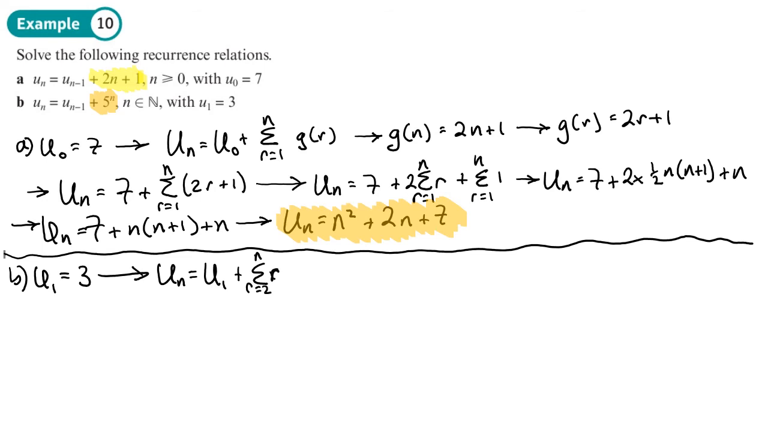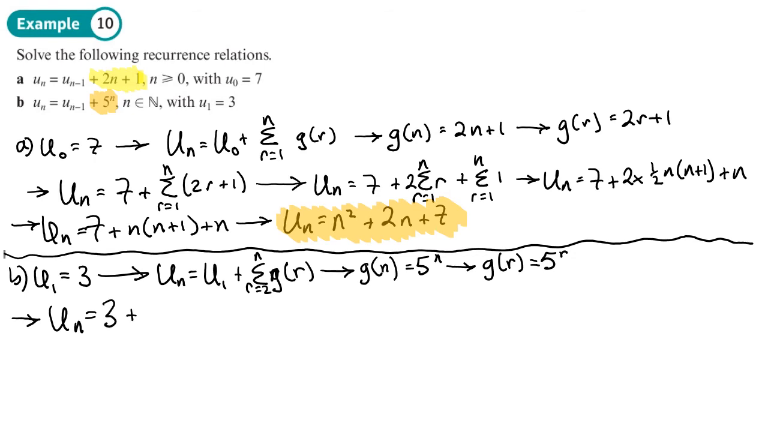In this question, g of n, the bit that I've highlighted in orange there, is 5 to the power n. So that means g of r is 5 to the power r. So to find this closed form, to find the solution, it's going to be un equals u1, which is 3, plus the sum of 5 to the power r from r equals 2 to n.